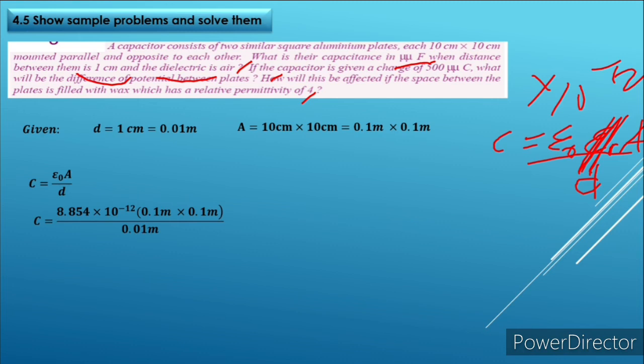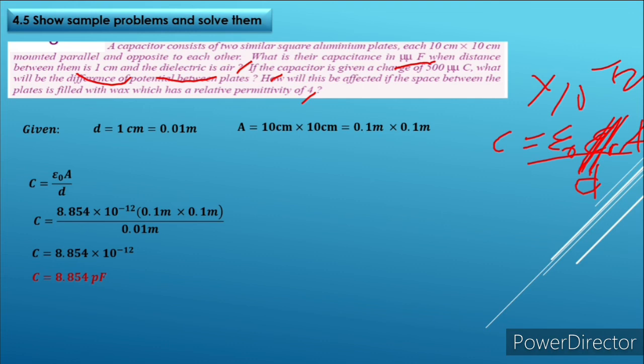The value of our area is 0.1 meter by 0.1 meter, over the distance, which is 0.01 meter. So our capacitance is 8.854 times 10 raised to -12, or 8.854 picofarad. And next, if the capacitor is given a charge of 500 microcoulomb, or 500 picocoulomb, what will be the difference of potential between plates? Or we are looking for the voltage difference.